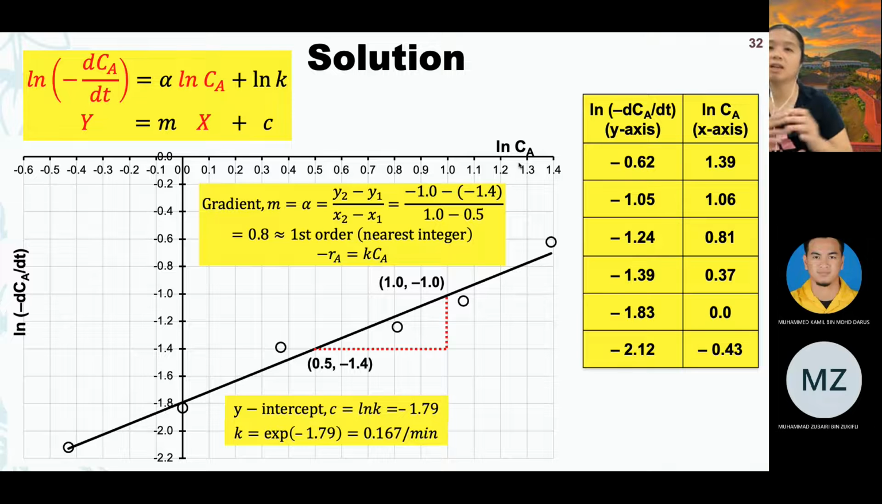So, kamu kena ingat, okay, dalam chapter 2, saya touch about it. Chapter 3, the unit of K depending on the order. Zero order, concentration per time. First order, per time. Second order, 1 per concentration time. So, unit dia betul-betul bergantung kepada reaction order yang kamu dah dapat from the answer.